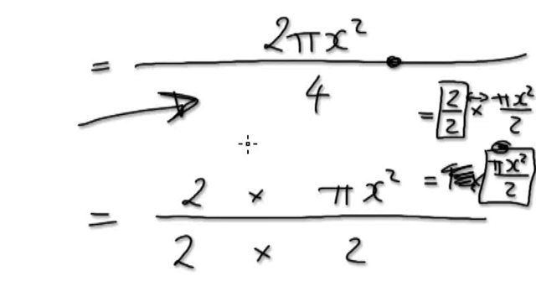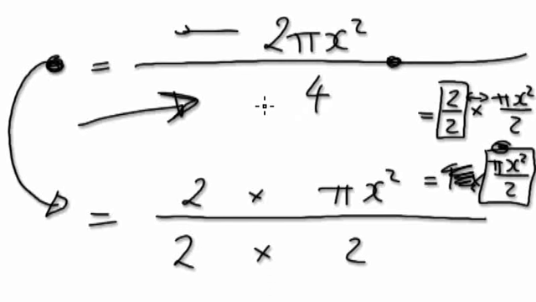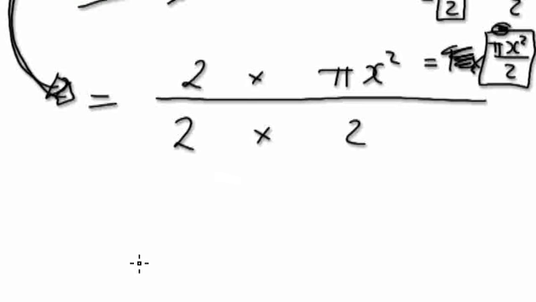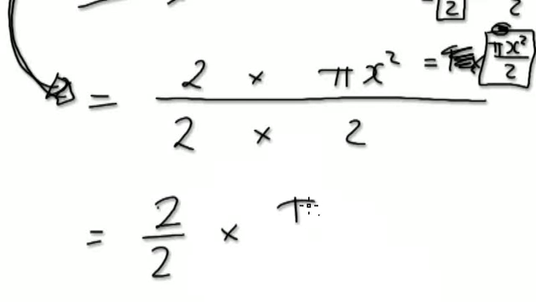So let me continue. So from here, we're going to get to here. Okay. Basically, I'm just moving the 2 out here, and then breaking the 4 up as 2 times 2. Well, anyway, from here we will get to here, and then let's continue. And then let's break up this fraction. So it becomes this. So it becomes 2 over 2 times pi x squared over 2.